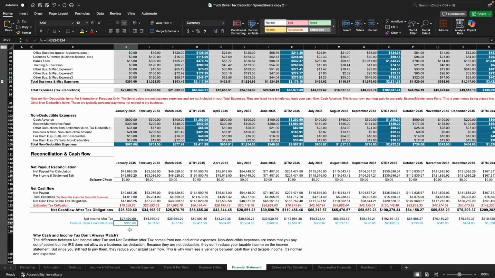is that cash flow is looking at all of your cash coming in minus all of your cash that you need to pay out. Because net income doesn't consider non-deductible expenses. You could not deduct that out because the IRS says no. But from a cash flow perspective, regardless if you can deduct it out or not, you're still this much in the hole, right? So that's why I have a net cash flow after tax obligation. So it's easier to understand just from a cash flow perspective.